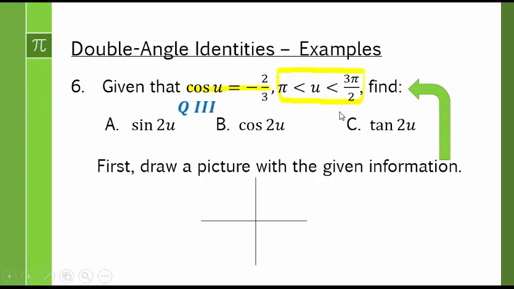So again, we're given the quadrant. Between pi and 3 pi over 2 means we're down here in quadrant 3. And then you're given the information to label the sides. According to SOHCAHTOA, cosine is adjacent over the hypotenuse. It is up to us then to use the Pythagorean theorem to find the missing side. I'm going to do that on the next slide.